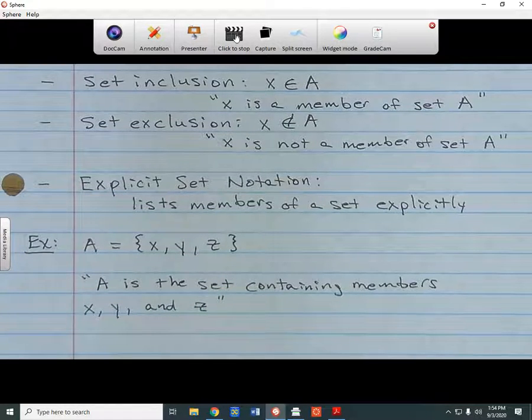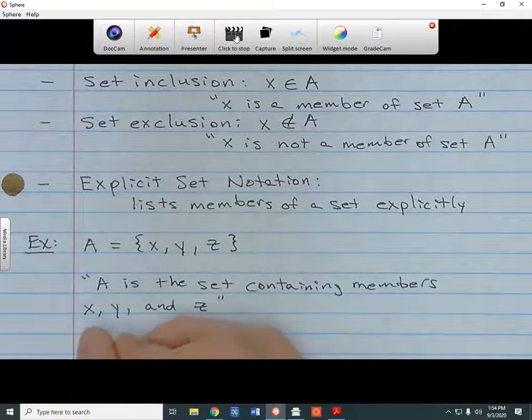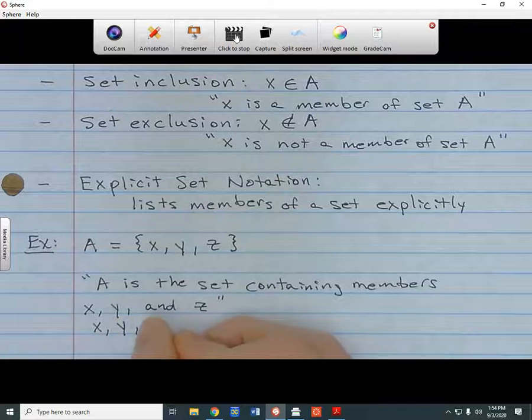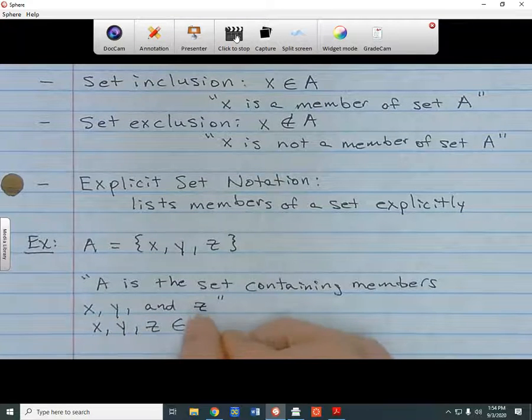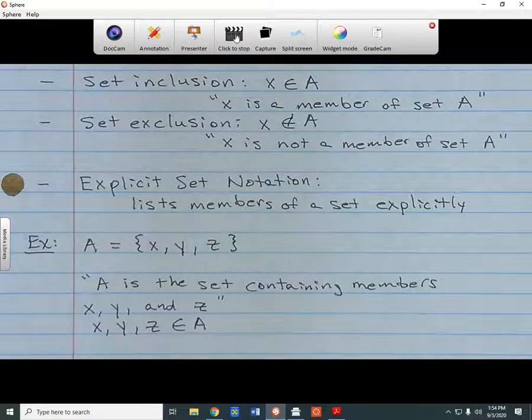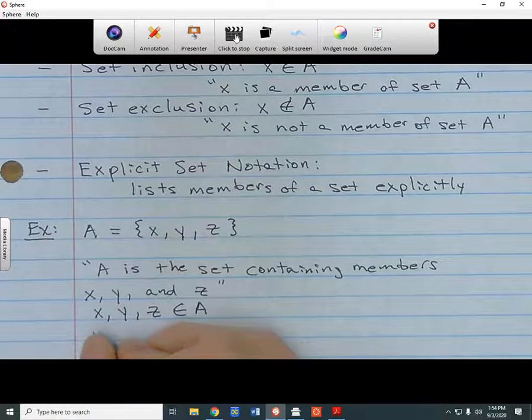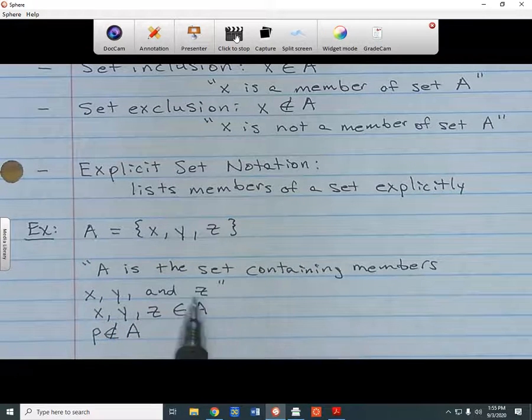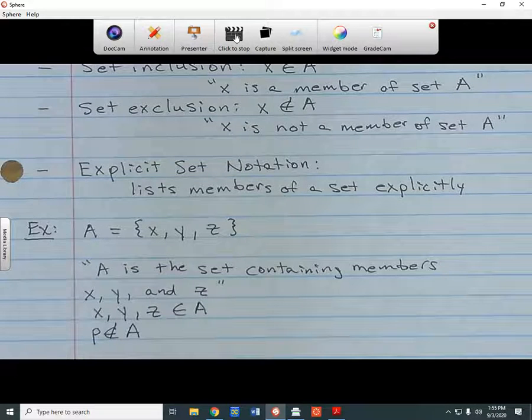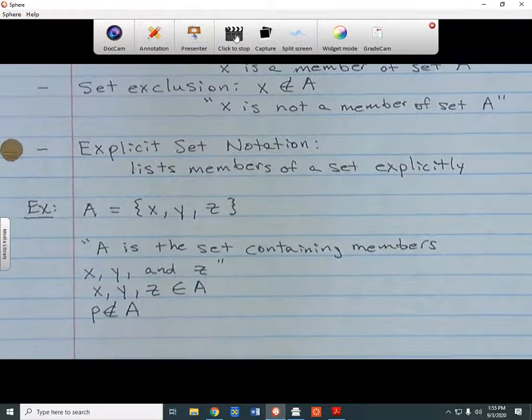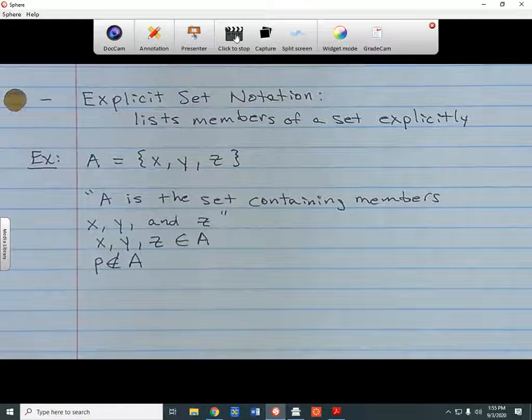Another way we can write that, if we wanted to use symbols, is to say X, Y, and Z are members of set A. We could also say, if we have an element that's not in the set, like let's say P, that P is not in set A, because we can't find P in set A. A is the set that only contains the members X, Y, and Z. So this is called explicit set notation. All it does is list all the members of the set.